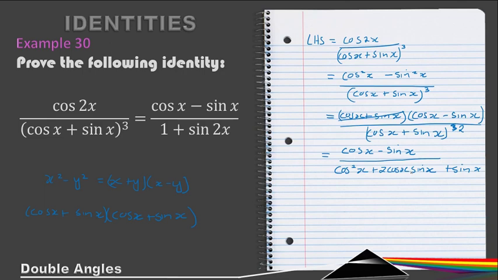Okay, so now I can see this part over here resembles the double angle formula for sine 2x, and then cos squared x plus sine squared x is equal to 1. So I can now say I've got cos x minus sine x, and then at the bottom this cos squared x plus sine squared x is equal to 1, and this 2 cos x sine x is equal to sine 2x, and then I have my right hand side.